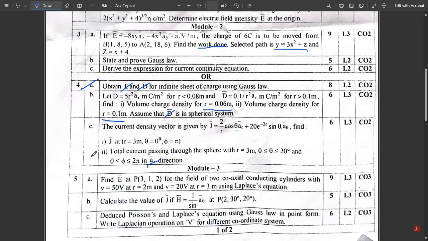So for the current equation with respect to J, there is one equation, that is the continuity equation. If you put that formula and solve this, you would easily score the marks for this as well. Okay, so this is about module 2.